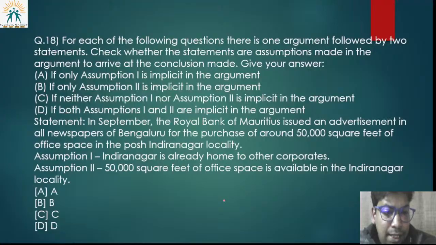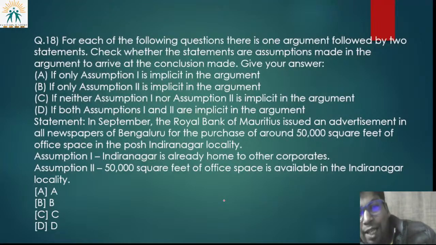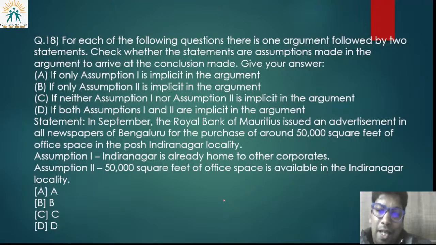18th is C. Hmm. So C means what exactly? Oh, there is a code there to follow. If neither assumption, so C means neither is correct. Okay. Now, why is it C? Because assumption 2 looks like it's a good assumption. Correct. 50,000 square feet of office space is actually available in the Indranagar locality.